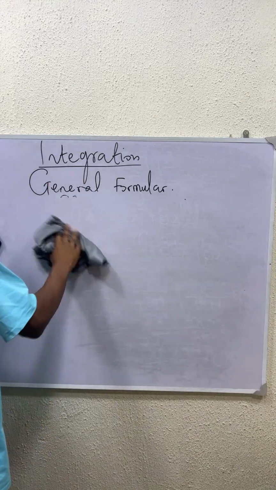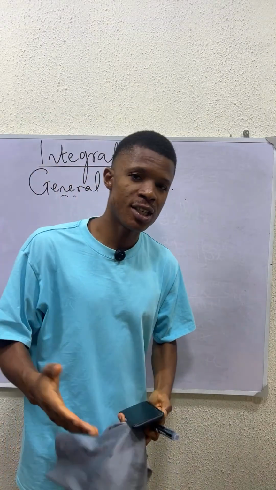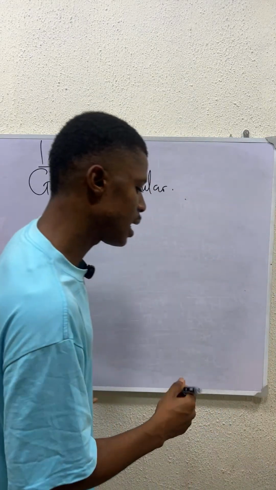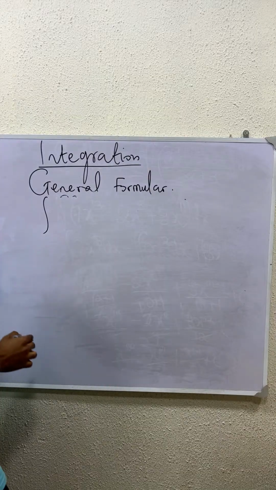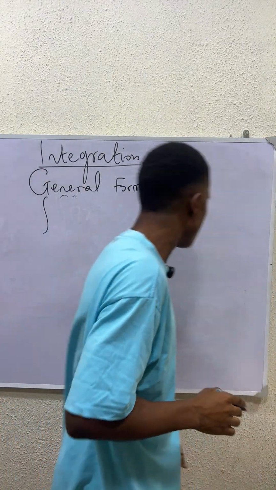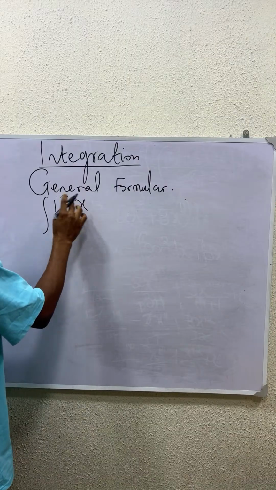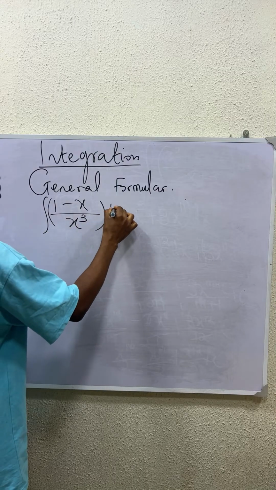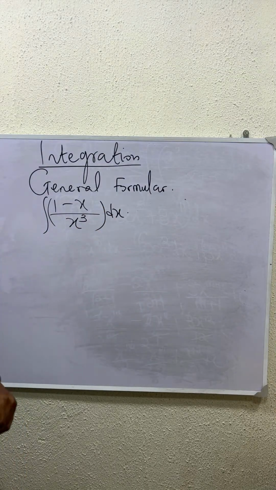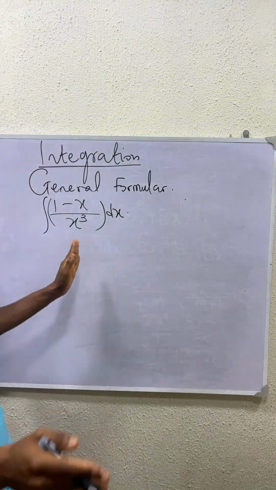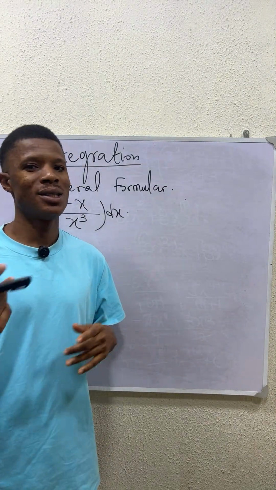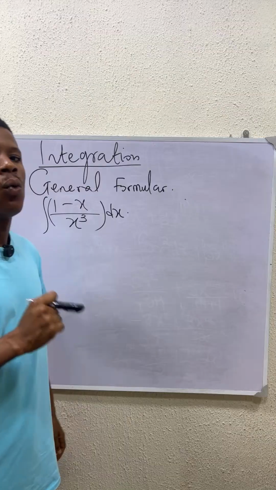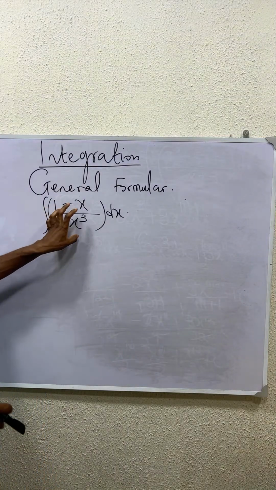When you try to go deep, you are going to see more difficult concepts. Let's take a look at this one. It looks scary but easy. Let's say we are told to integrate (1 minus x) over x^3 with respect to x. If you look at this function directly, it looks like something very hard to integrate. But believe me, this is very, very easy. Watch and see what we are going to do. This is basically a fraction.